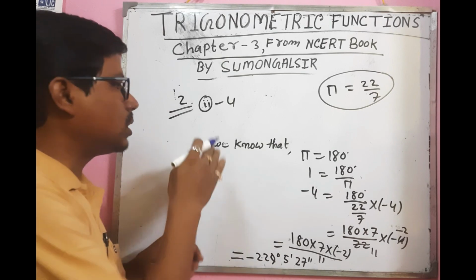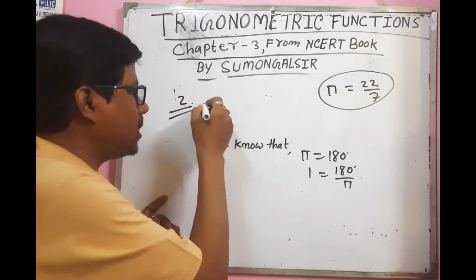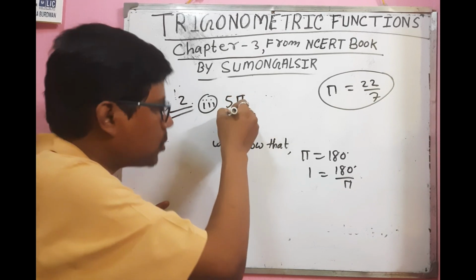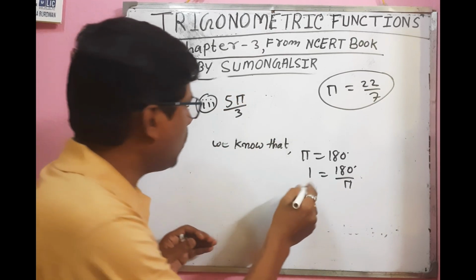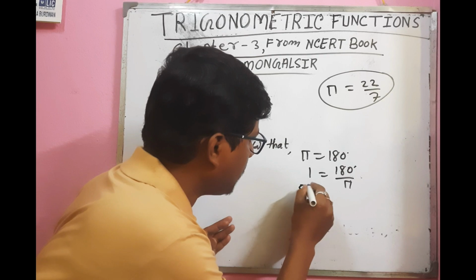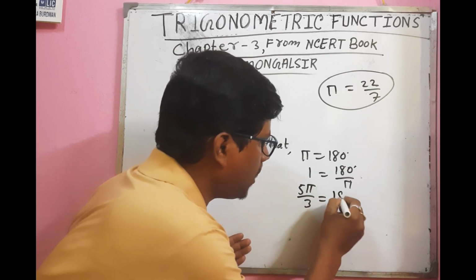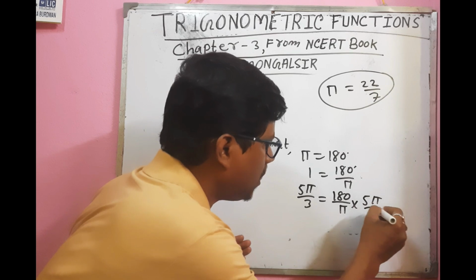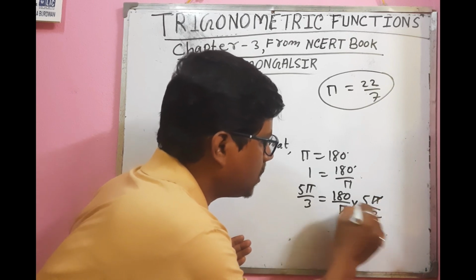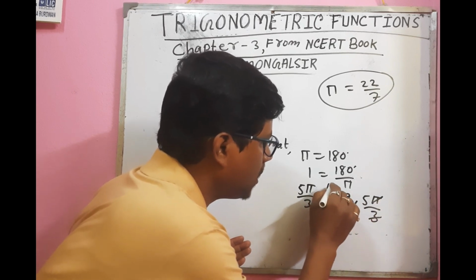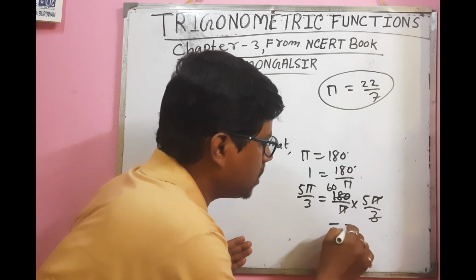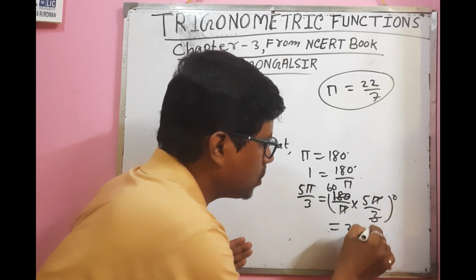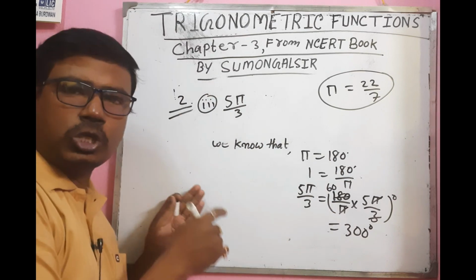Now we move to the third. Question number three is 5 pi by 3. Now 180 divided by pi multiplied by 5 pi by 3, pi cancels, and this is the degree. So 300 degrees. This is the completion of the third.